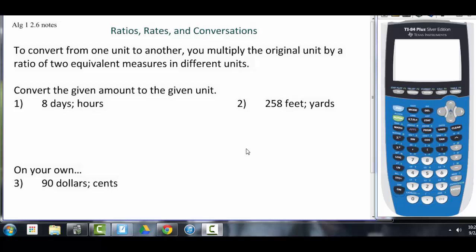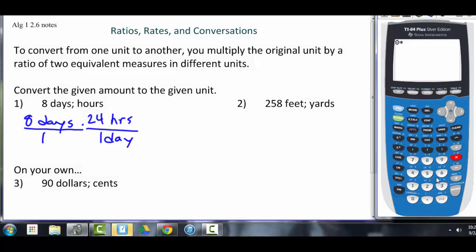Okay, now some of them you should know, like this one says 8 days converted into hours. Convert the given amount to the given unit. So I hope that we all know that there are 24 hours per day, so I'm going to do 8 days times 24 hours per 1 day. And if you really wanted to, you could put this 8 days over 1. And essentially all we'd have left here is 8 times 24.